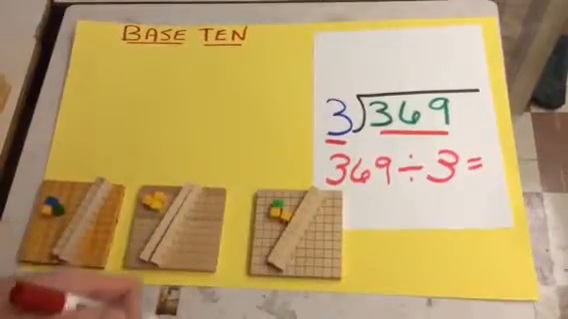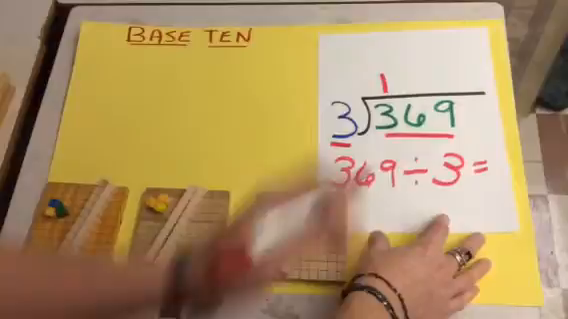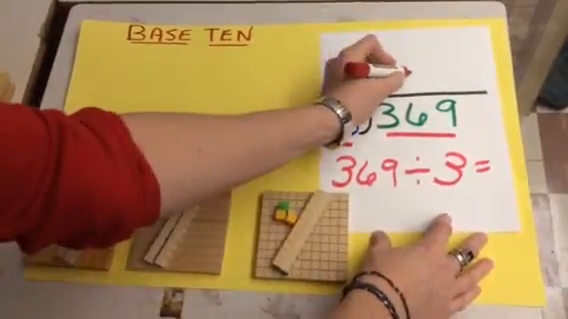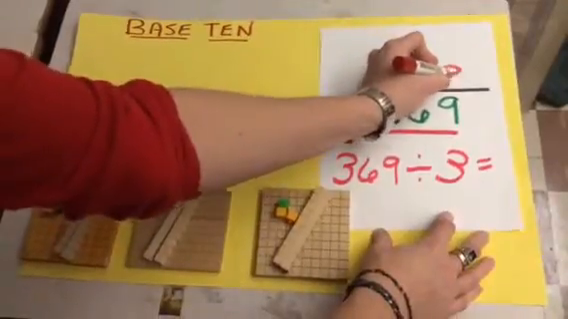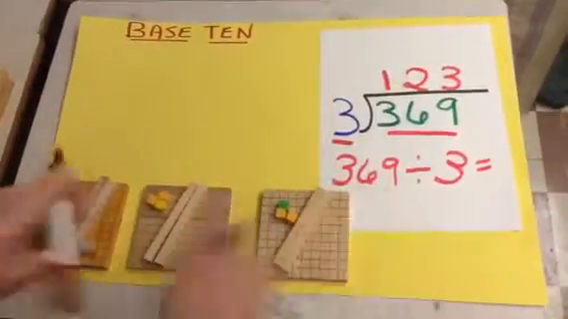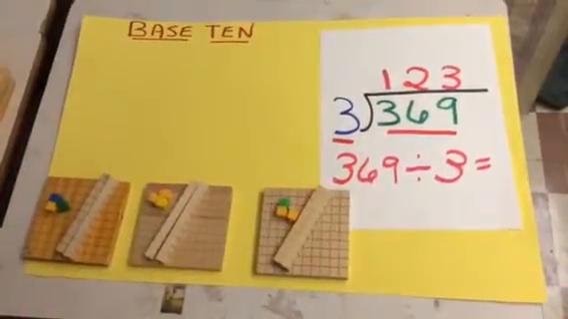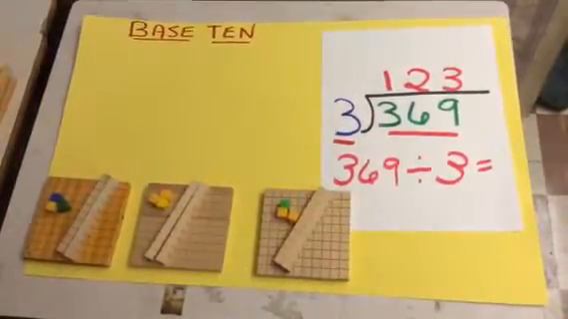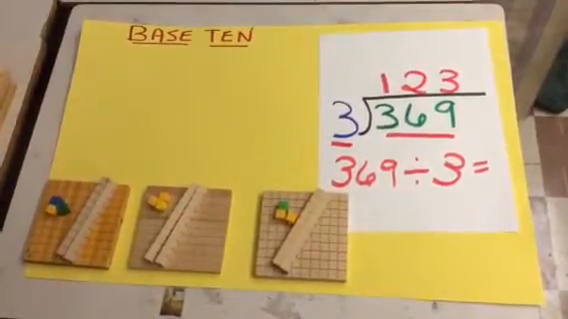So if we want to put our answer down onto the sheet, we have 1 in the hundreds place because we have 100. We have 2 tens, so we're going to put that in the tens place, and we have 3 ones. And that gives us our answer, or the quotient. That's what the answer is called in a division problem. For our question, how many times does 3 go into 369, or 369 divided by 3?